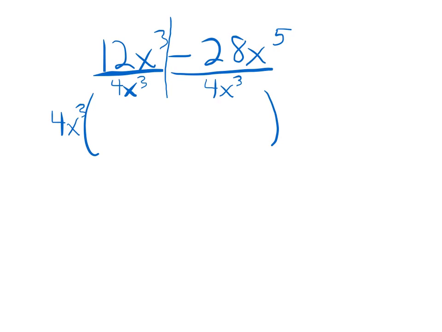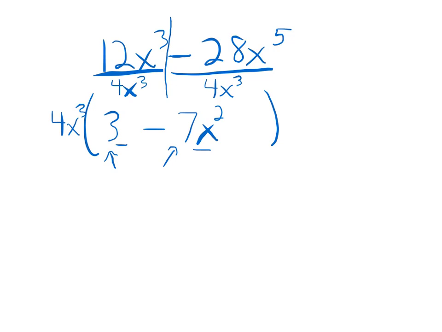Okay, 12 divided by 4 is 3. The x's cancel, so I have 3 minus, because a negative here divided by the positive 4, 28 divided by 4 is 7. And then x to the 5th divided by x to the 3rd, we subtract the exponents, so it would be x squared. Now that I look at this 3 and 7, do they have any common factors? The answer is no. Does this have an x in it? No. There's nothing common to each of these terms. That's what we want, because otherwise we didn't factor it all away.